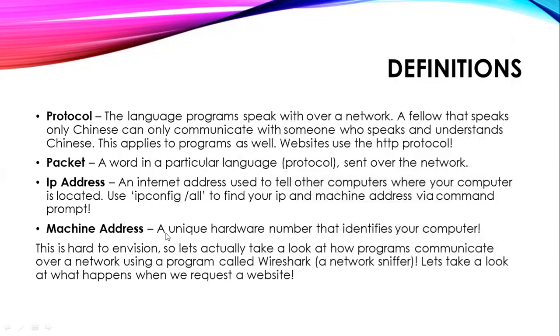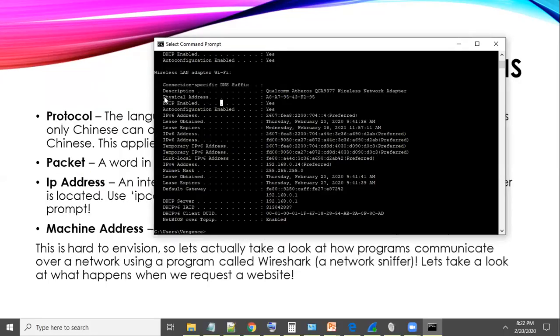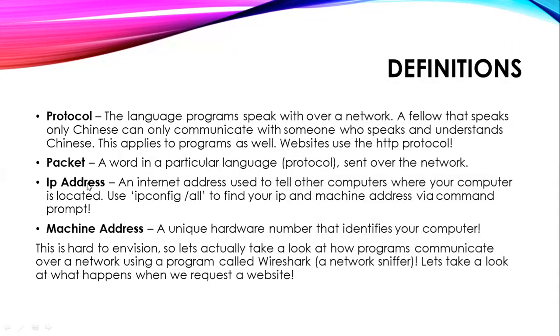And the machine address. So that's the actual unique hardware number that each network adapter has. So if we actually look at our command prompt, we'll see physical address. And this is a unique sort of identifier that each wireless or network adapter will have. And it's mapped to an IP address.